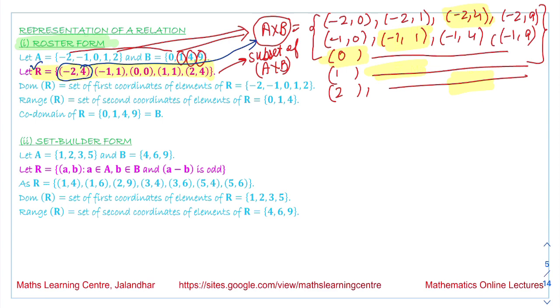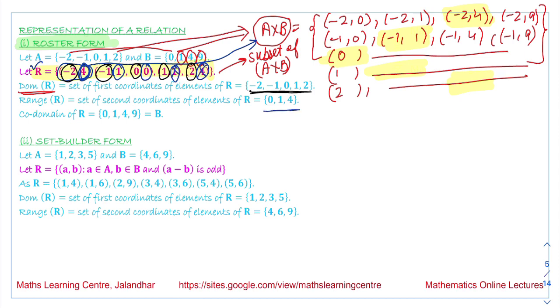Now if we have to find the domain of this relation, we take these first coordinates, that is minus 2, minus 1, 0, 1 and 2. These elements form the domain of R. When we talk about the range of R, we take the second coordinates, which are 4, 1, 0, 1, 4. So 1 and 4 are repeated.